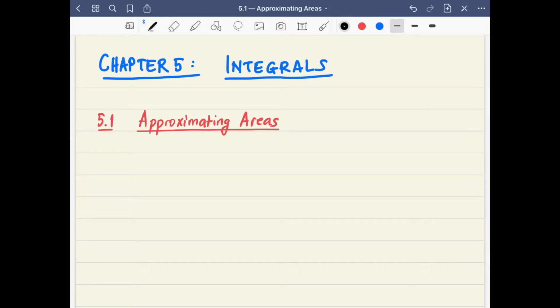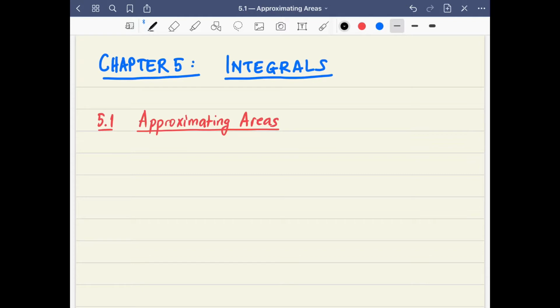Hello everyone. So now we start with chapter 5, and chapter 5 is about integrals, and the general idea of integral is to find the total change or the net change. And so in section 5.1 we start by approximating areas.